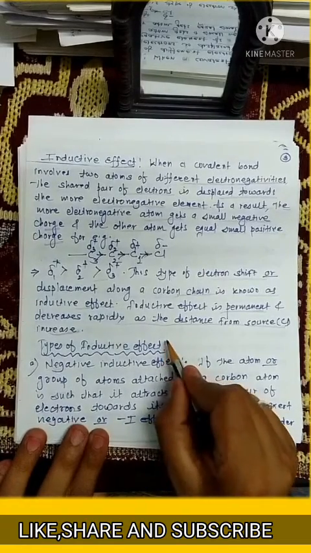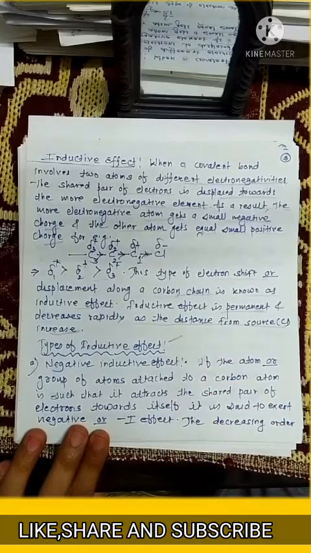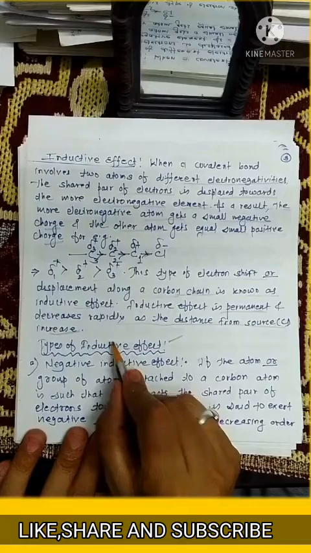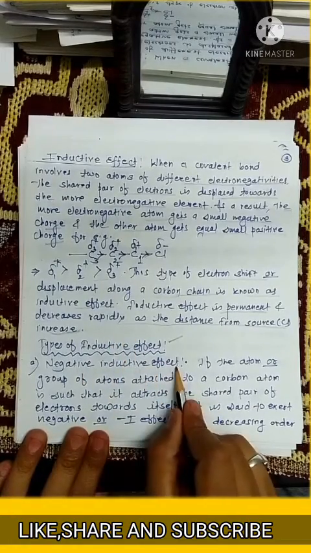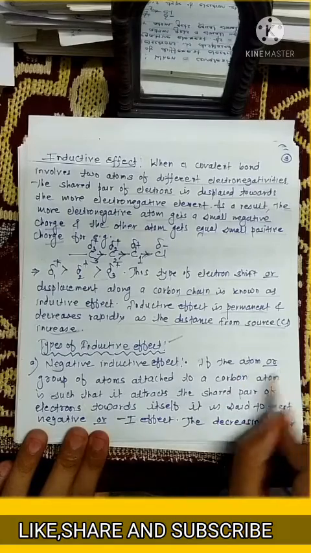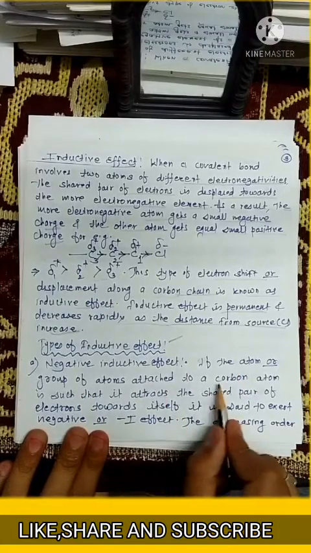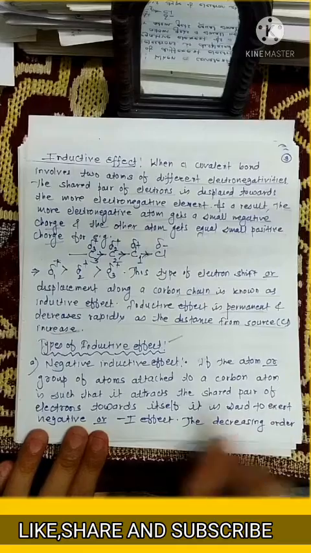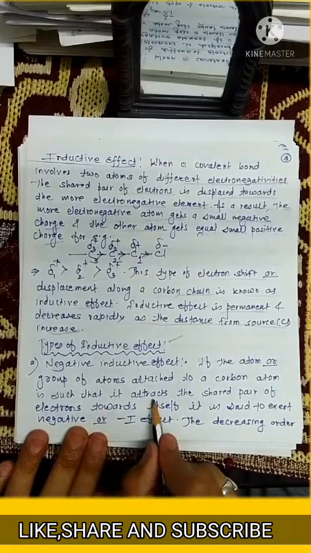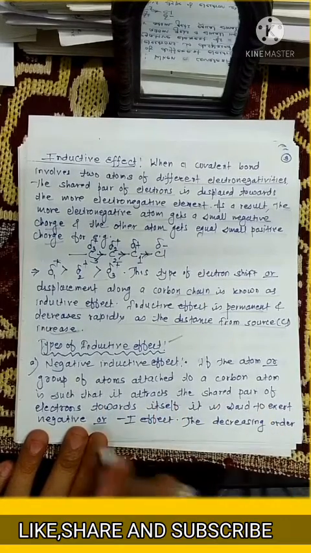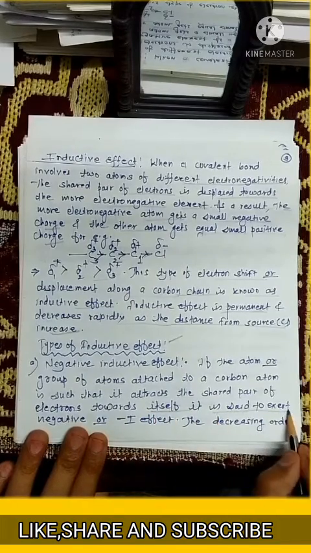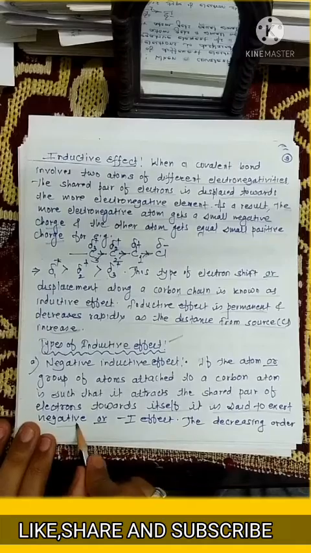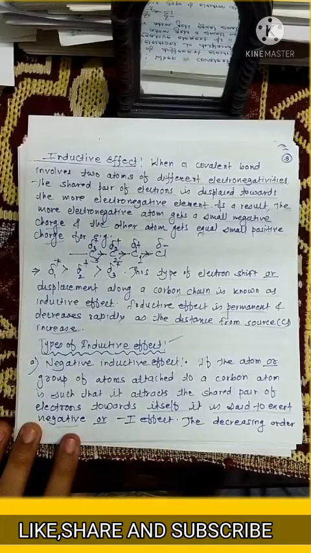Now we are going to see types of inductive effect. Basically, inductive effect is of two types. First is negative inductive effect. If the atom or a group of atoms attached to a carbon atom is such that it attracts the shared pair of electrons towards itself, it is said to exert negative or minus I effect.